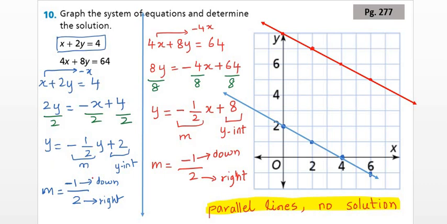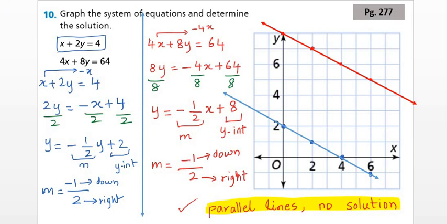So from the 2, it was saying 1 down to the right. So 1 down to the right, I made the blue line, and then I made the red line by following the same steps. So I found that the two lines are becoming parallel to each other. So whenever the lines are parallel, that means there is no solution.